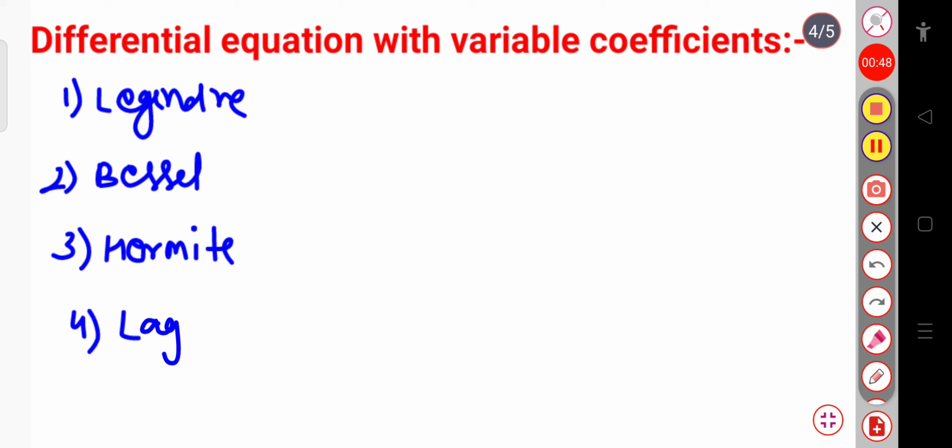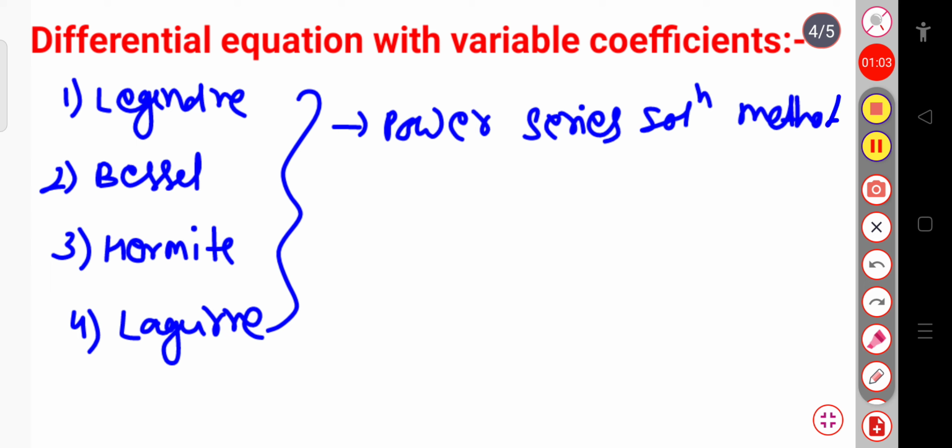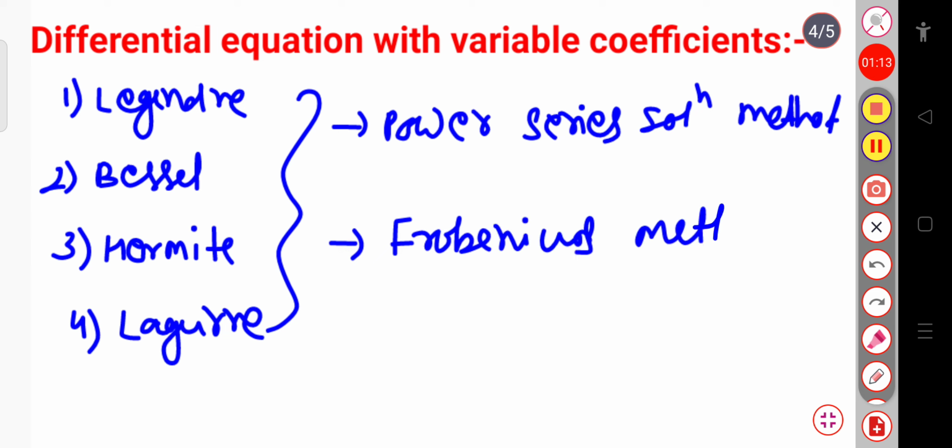So basically you know these four types of the differential equation, and this differential equation can be solved by the power series solution method, as well as the Frobenius method. And also we will see what is the difference between this power series solution method and the Frobenius method. We'll only discuss the important things.